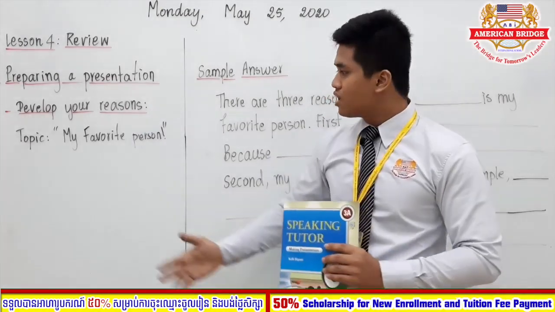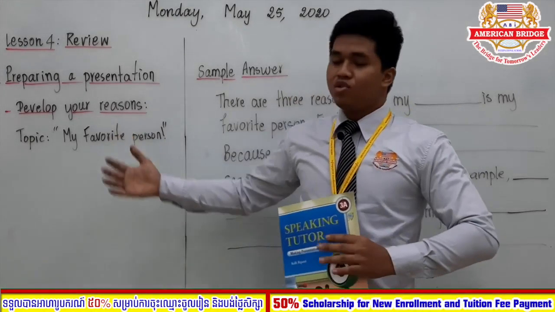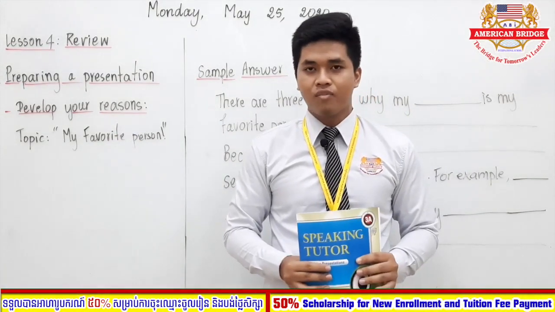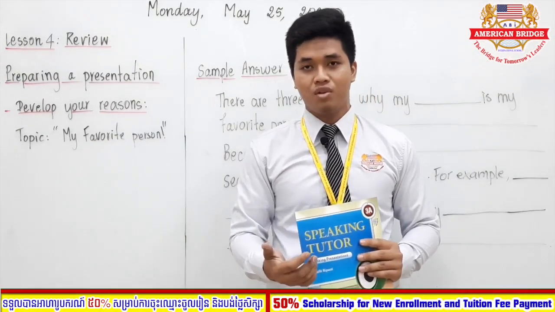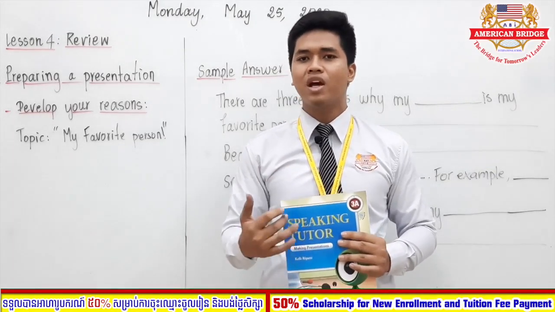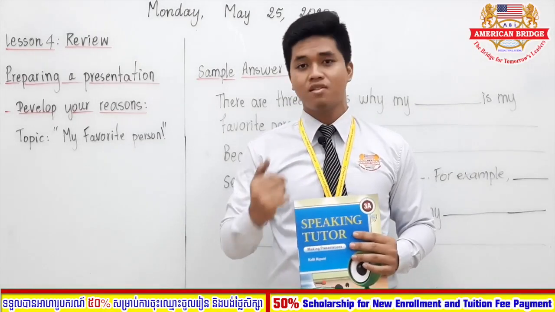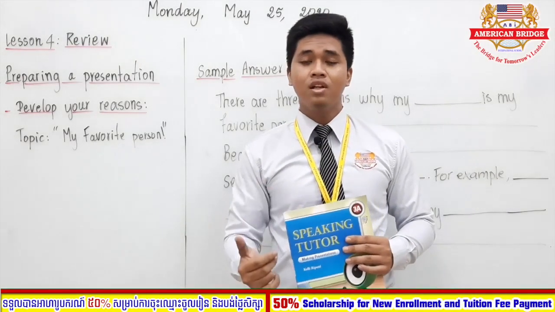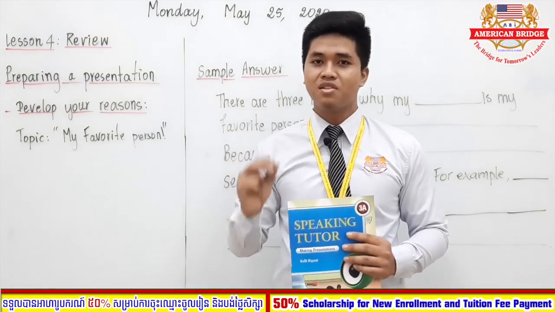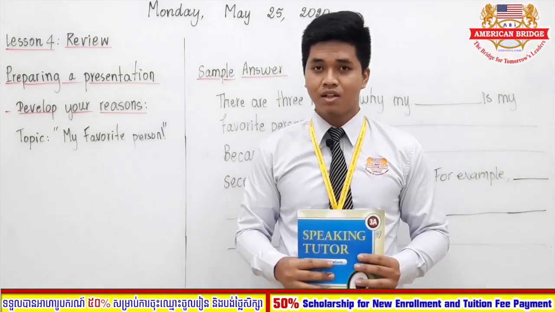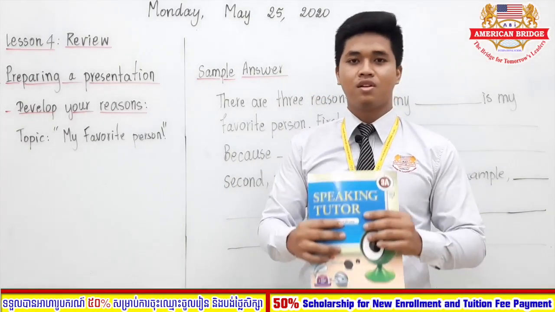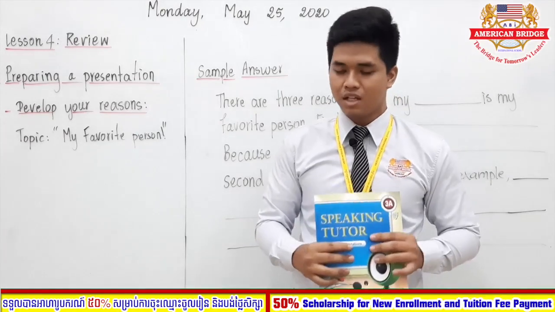Let's say you choose your brother as your favorite person. You need to give reasons to support your idea. You say you like him, and the question is why you like your brother. So you need to give a reason, and in your reason you need to give more detail in order to support the reason that you present. Now everyone, let's look at how we are going to use those reasons effectively.